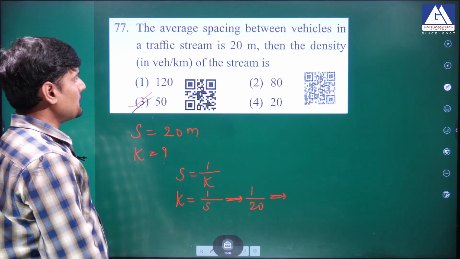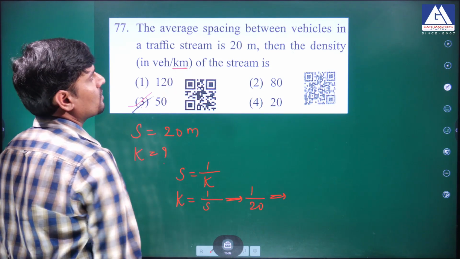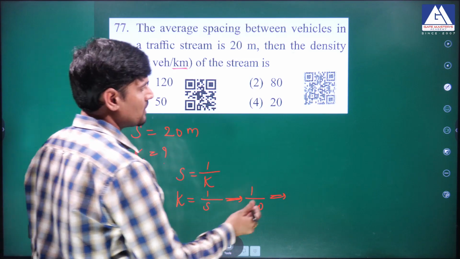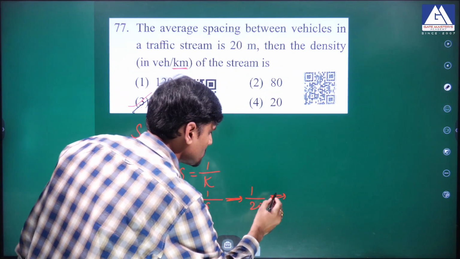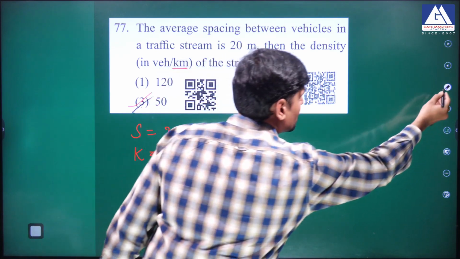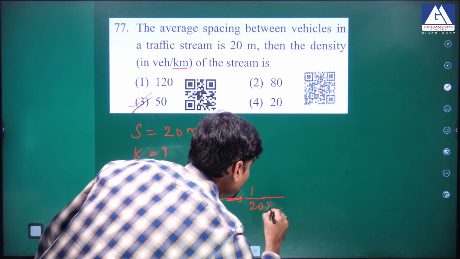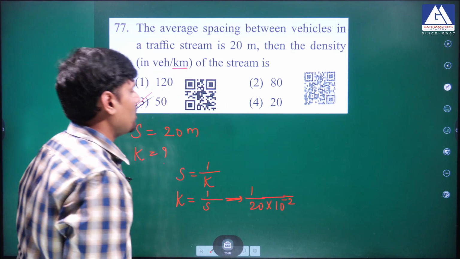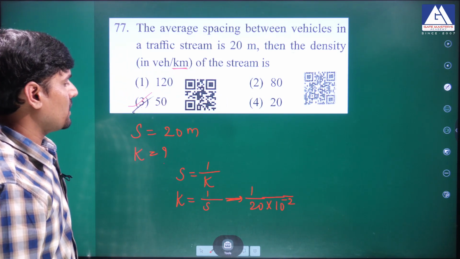Because see here, he is asking in terms of kilometers. So if you convert meters into kilometers, how do you convert? I hope everybody knows about it. So here, 20 meters can be written in kilometers as 10 power minus 2, 10 power minus 2.